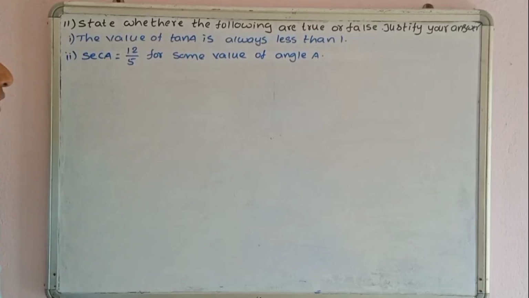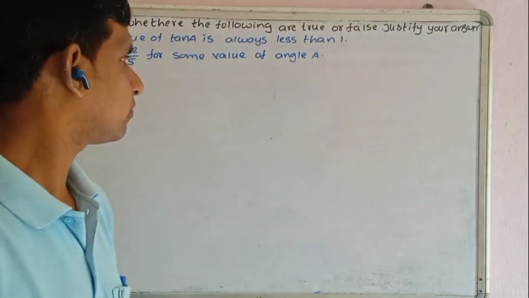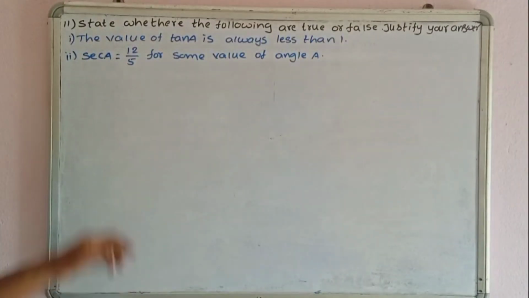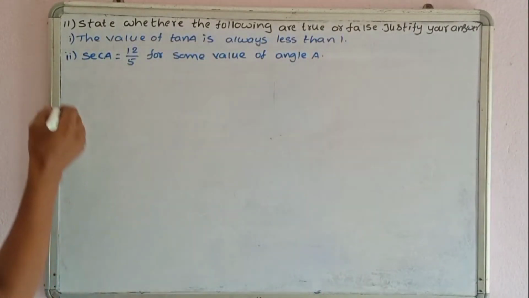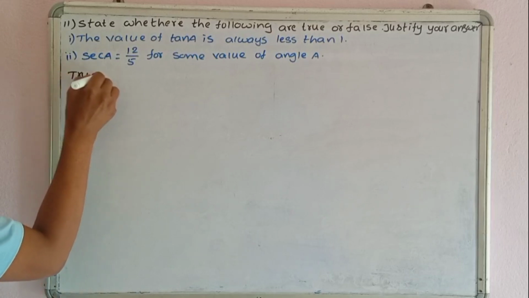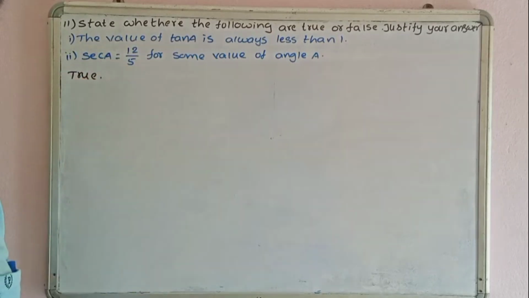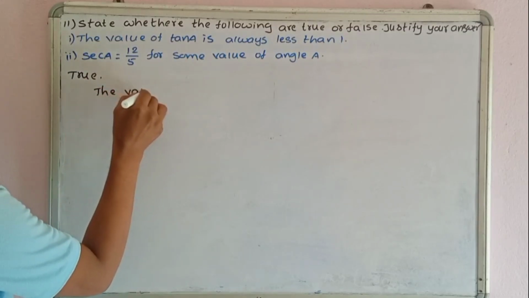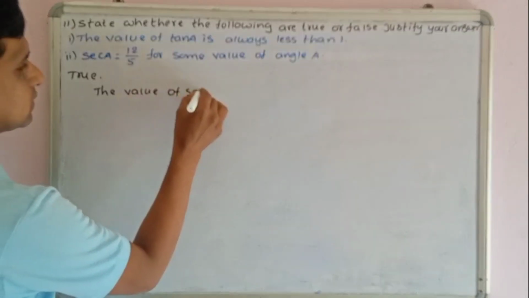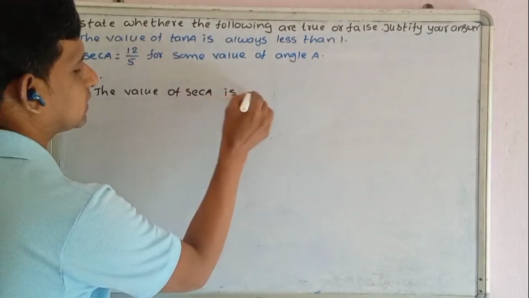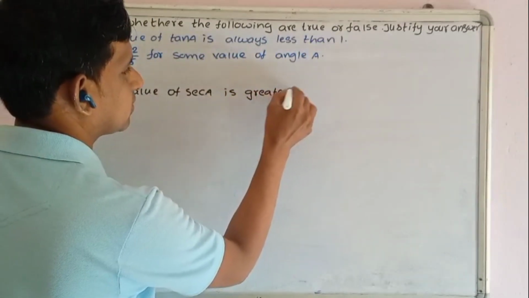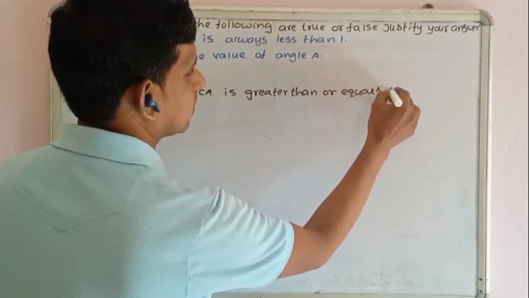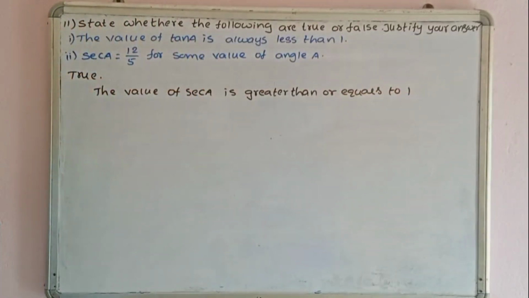Second one, secant A equals 12 by 5 for some value of angle A. Is it true or false? This is true, because the value of secant A is always greater than or equal to 1.